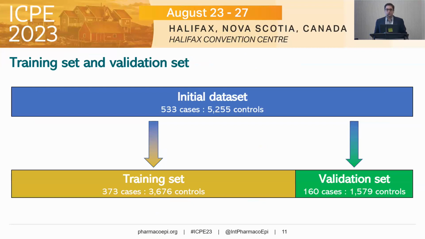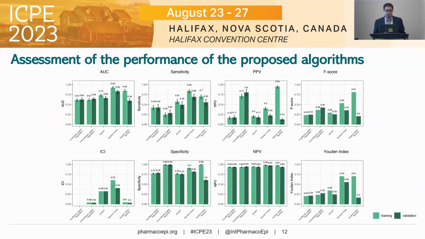So thanks to our coding algorithms, we identified a total of 533 acromegaly cases, which were matched with 5,255 controls, and on these cohorts we applied our algorithms. So these are the performance metrics yielded by each of the proposed algorithms in both the training and the validation set.